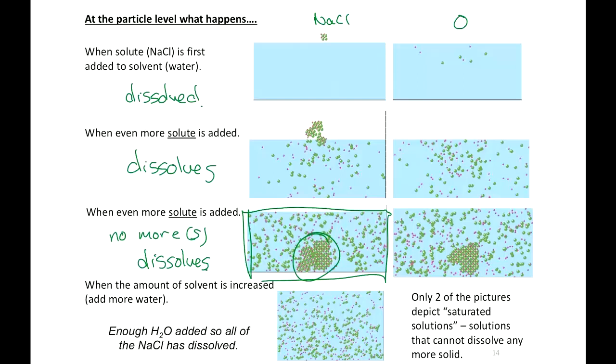So not even as a chemist, just think about being a regular human being. What would you do to try to get that solid to dissolve? I'm thinking of two different things you could do. What's the first thing that you could do? Add more water. Yeah, adding more water might get that solid to dissolve. Great. What else could we do? Heat it up. Heating it up is also a way we could get that solid to dissolve.